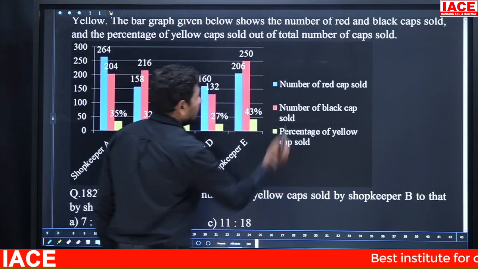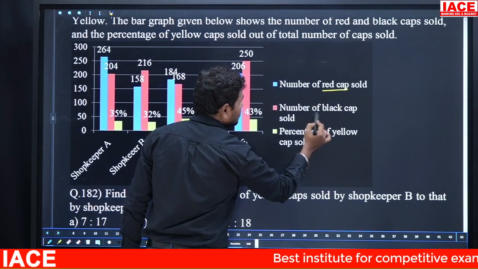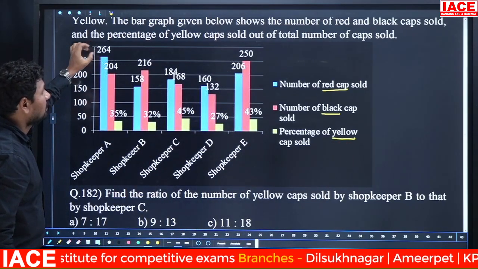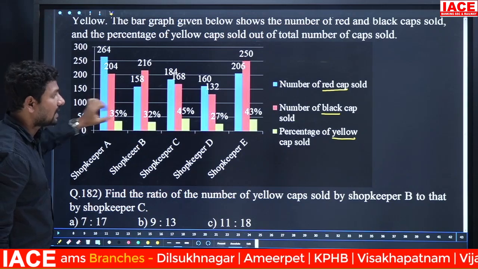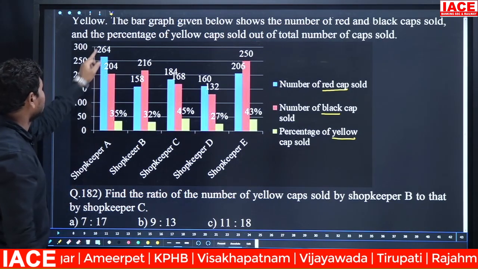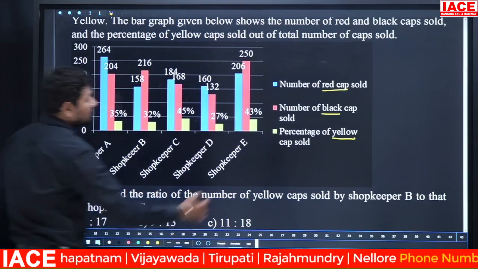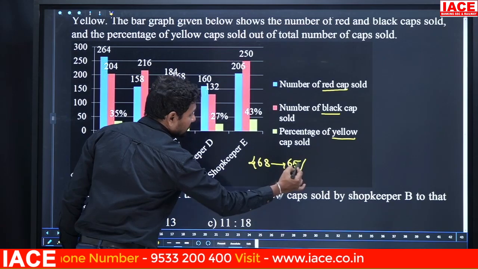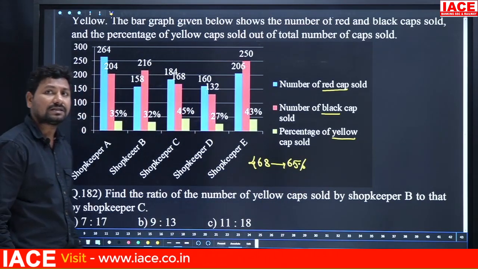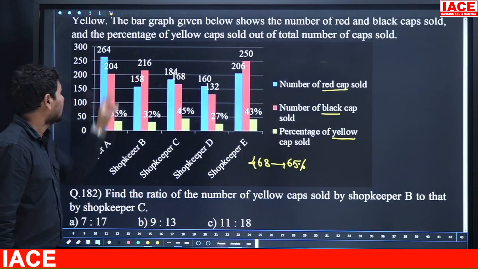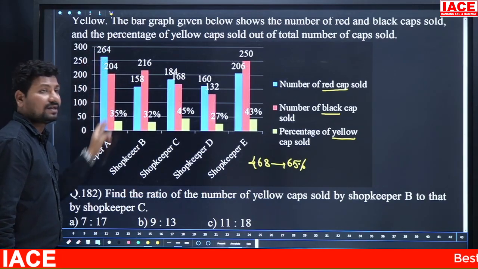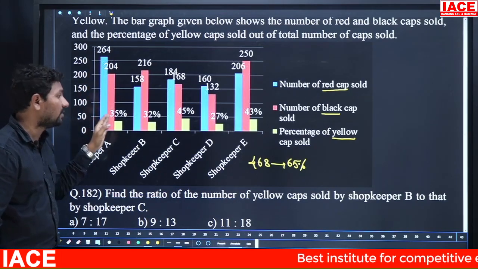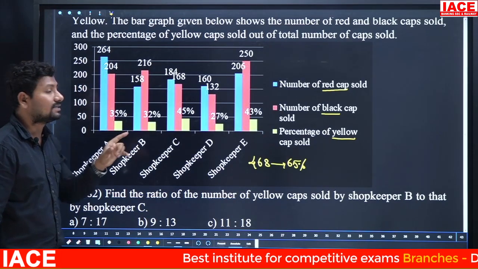Look at here, number of red caps. The first one is red caps, second one is black caps, third one is yellow color. Red caps 264, black caps 204 and next yellow caps 35%. 264 plus 204 is equal to 468. 468 is equal to how much percentage? 65%. How do you get this suddenly 65%? Why are you writing 65%? Because the total value of shopkeeper A is overall equal to 100%. Out of 100%, yellow belongs to 35%, so the remaining is how much percentage?